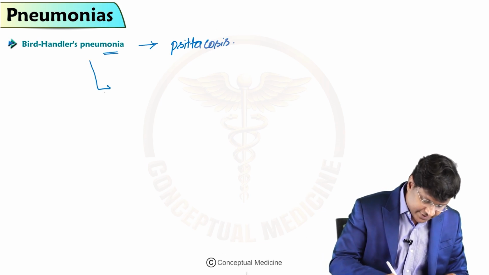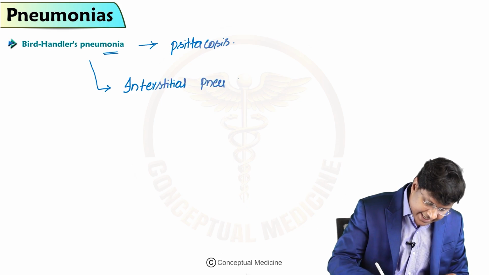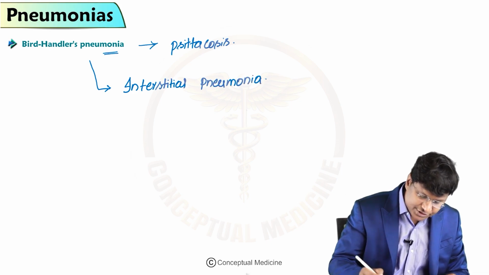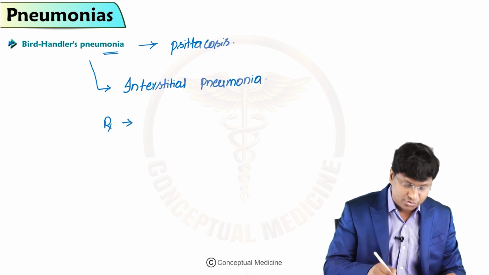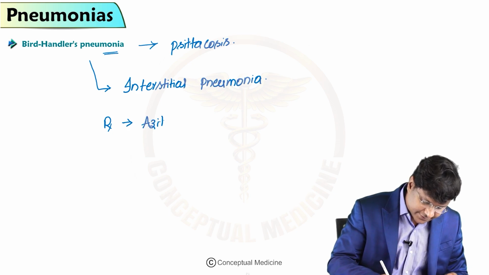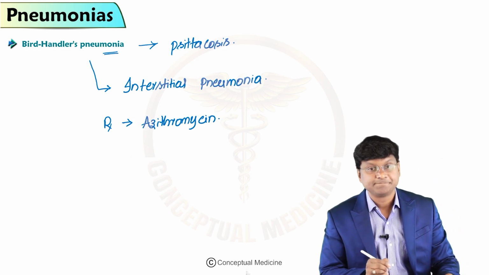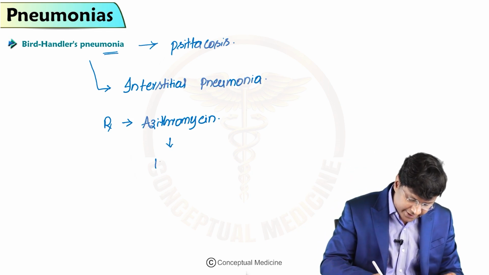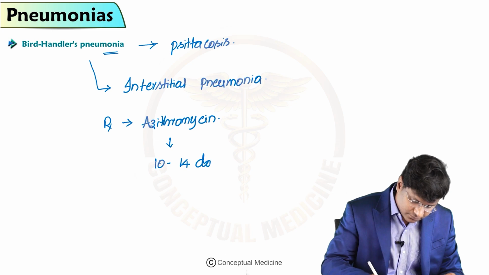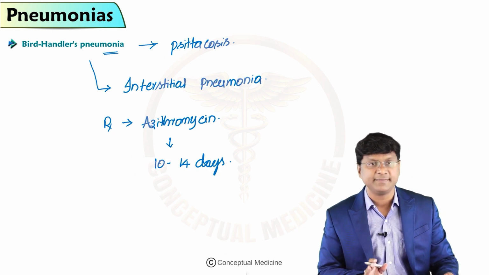And let me tell you, it is the one which will cause interstitial pneumonia, where the individual has inflammation of the interstitium of the lung. What will be the treatment for this bird handler's pneumonia? It is azithromycin, the first line drug. It has to be continued for 10 to 14 days, that too azithromycin 500 milligrams.